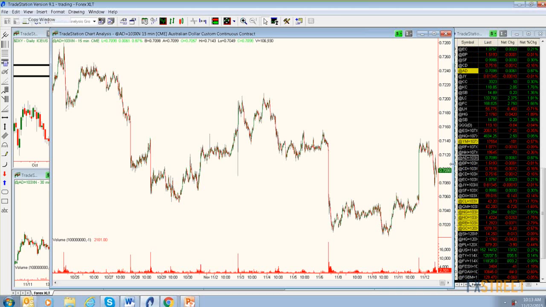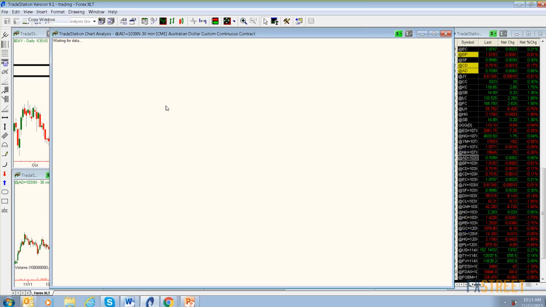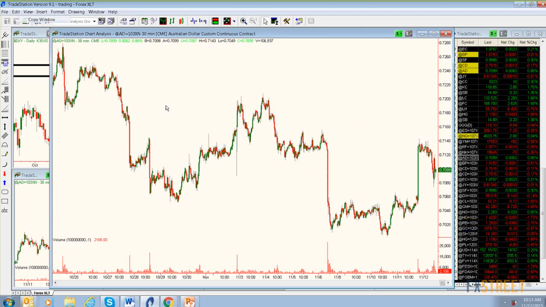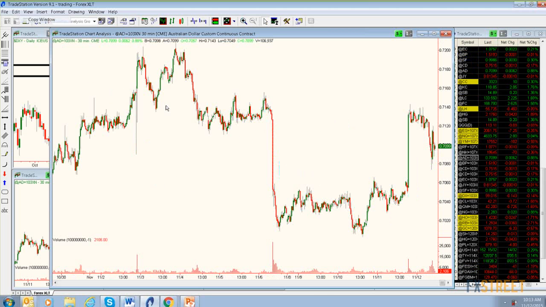And obviously, our quest again is to find that supply-demand imbalance. Maybe I can make this even bigger. Let's see, it might be too big. No, I think we're okay. There we are. So if the market should rally, keep an eye on this little level right here.